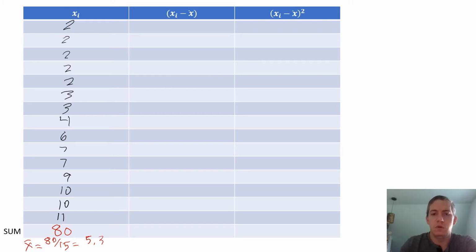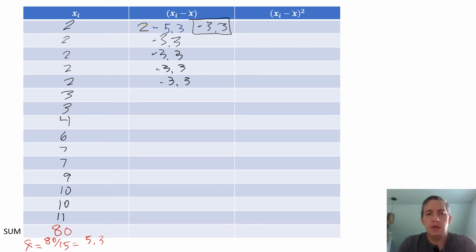So for this next row, we're going to take the observation. In the first one, it's 2. I'm going to subtract the mean, which is 5.3. And that's going to give me negative 3.3. So that's what I'm looking for in that first row, first column. Negative 3.3 is what I get when I take the observation minus the mean. For the next one, 2 minus 5.3 is also negative 3.3. And then negative 3.3 again, negative 3.3 again, negative 3.3 again.